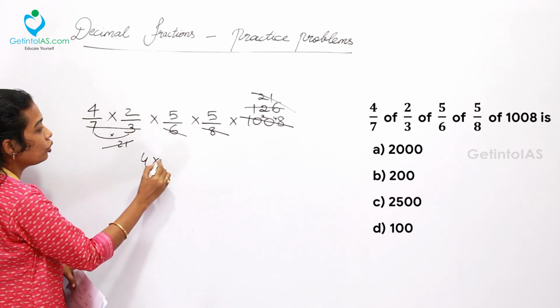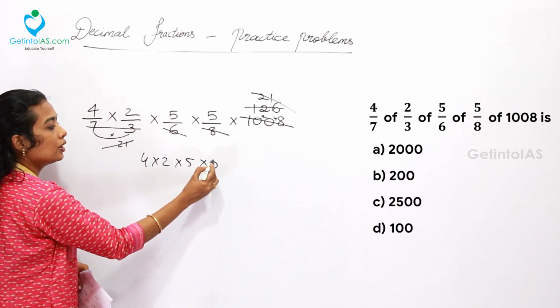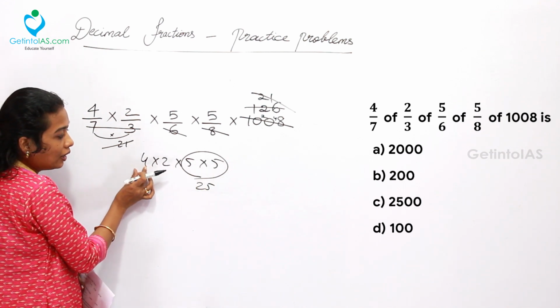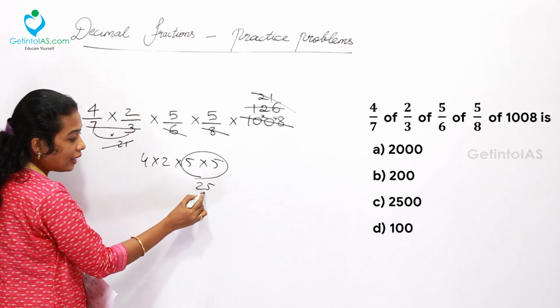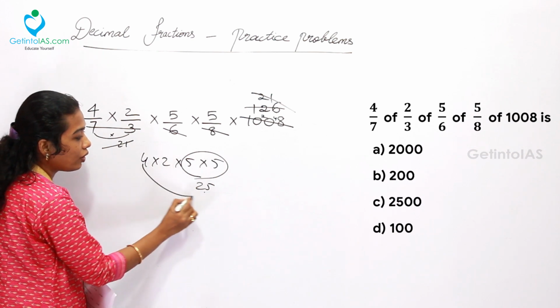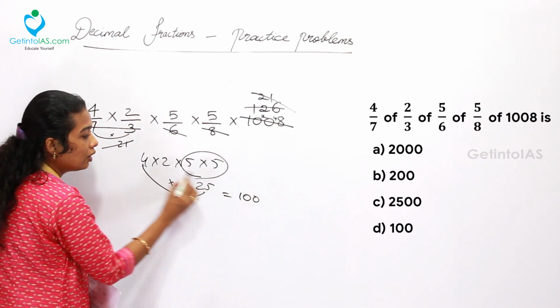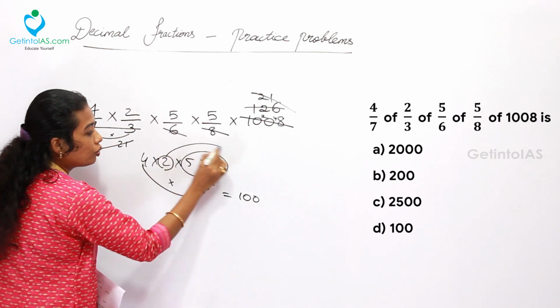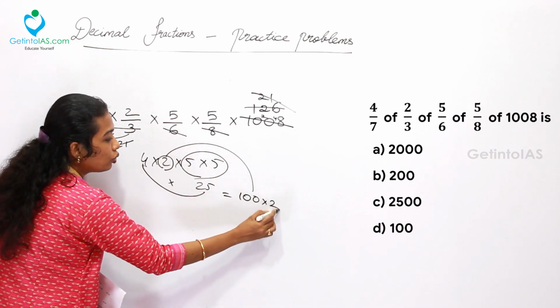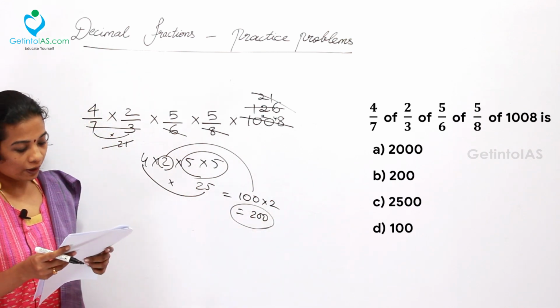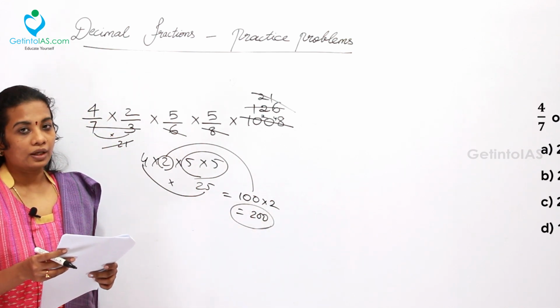Now 4 into 2 into 5 into 5. That's all. 5 into 5 is 25. Instead of multiplying this 4 and 2 with 25, directly I am taking this 4 and 25. Everyone knows 4 into 25 is 100, and the number left is 2. So 100 into 2. Finally, my answer for this question is 200, which is given in option B.